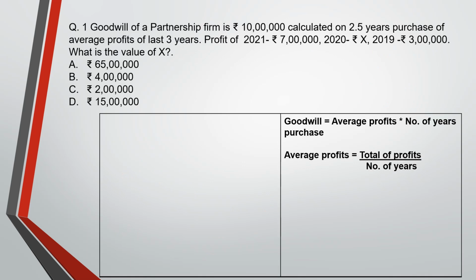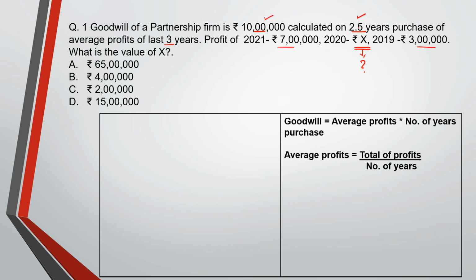So here, let us take up the first question. Goodwill of a partnership firm is 10 lakh rupees, calculated on 2.5 years purchase of average profit of last 3 years. They have given the profit for 2021 is 7 lakh, 2020 is X, and 2019 is 3 lakh. What is the value of X? They have asked us to calculate this X. So for this, we first need to know what is the formula for calculation of goodwill. Here we have been given the amount of goodwill.